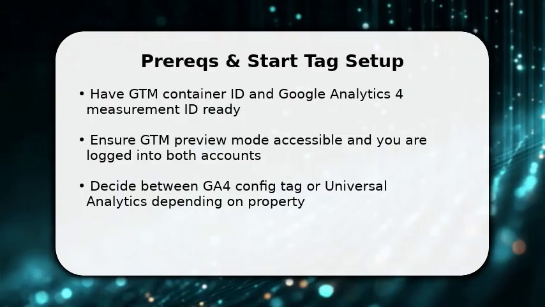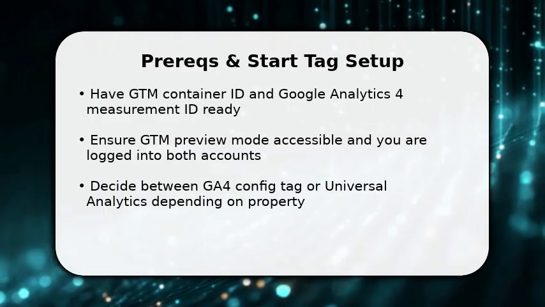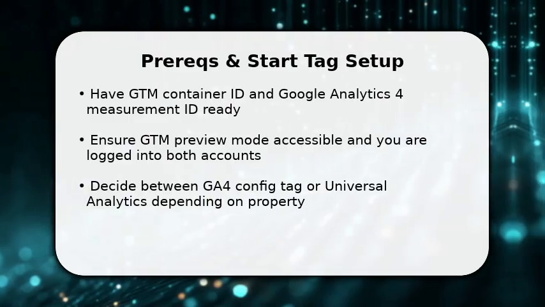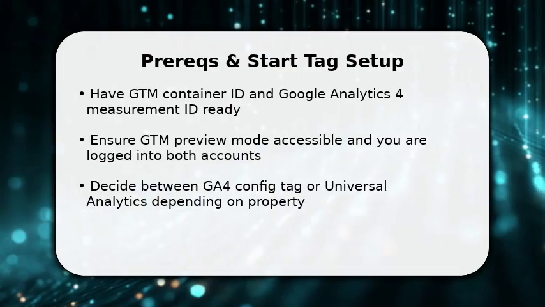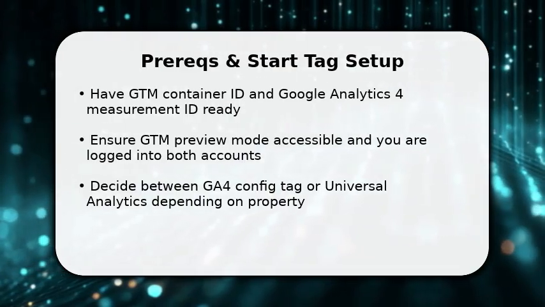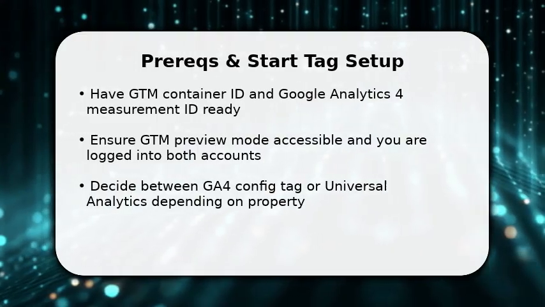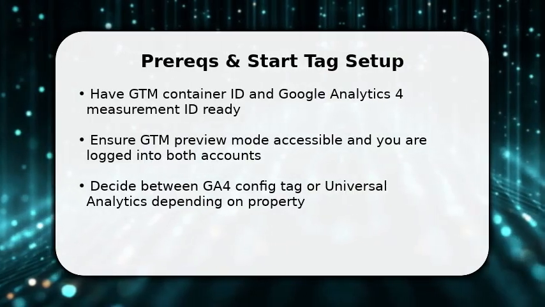You will begin by verifying prerequisites, GTM container access, and the GA4 measurement ID. Once confirmed, open GTM and click Tags, New to create a GA tag. Choose tag type Google Analytics, GA4 configuration if using GA4, otherwise select Universal Analytics and input the tracking ID. Set trigger to all pages for site-wide tracking. Save the tag and give it a clear name.